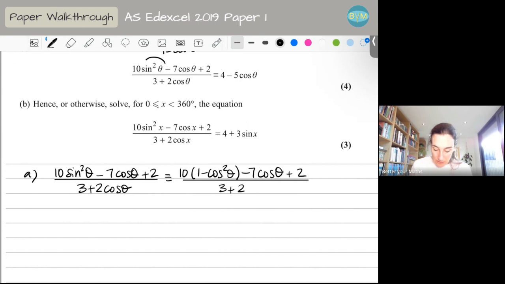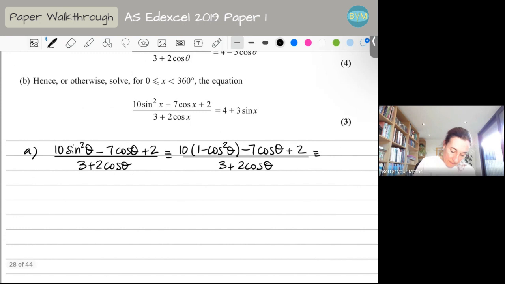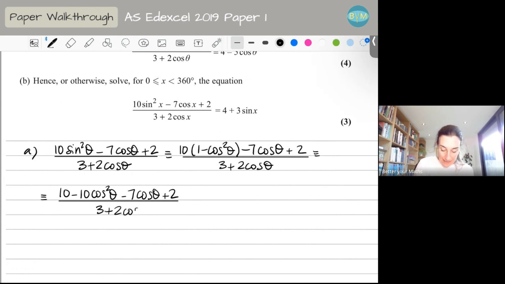These questions can be tricky. I expand the bracket. So I have 10 minus 10 cos squared theta minus 7 cos theta plus 2. And I collect like terms. So I'm going to put the 10 and the 2 together. And I think you know where we are going. Yeah. So I have minus 10 cos squared theta minus 7 cos theta plus 12.